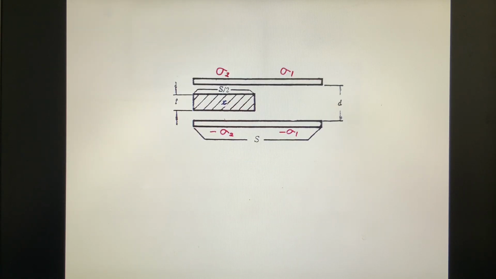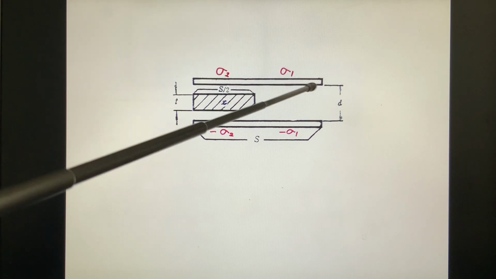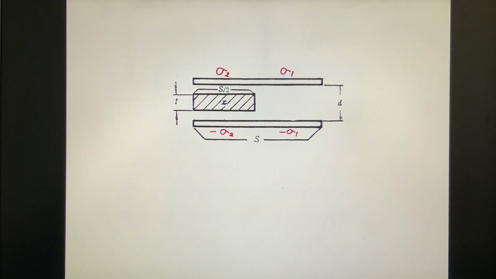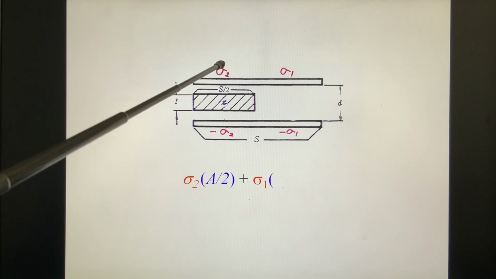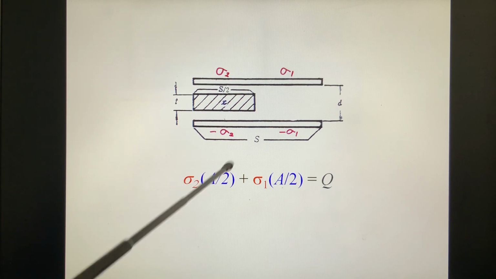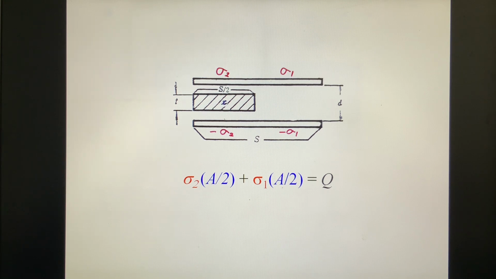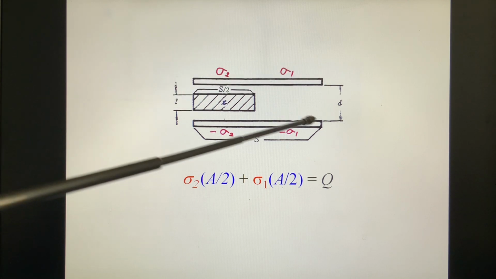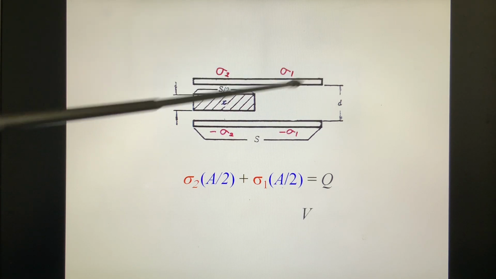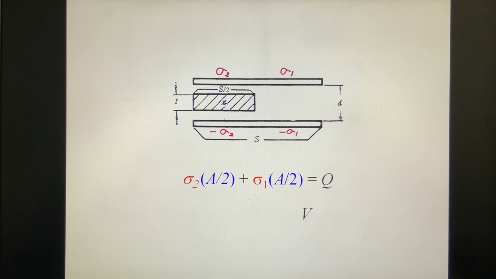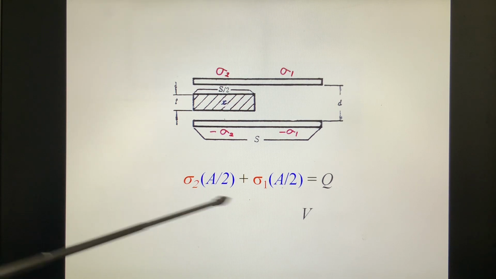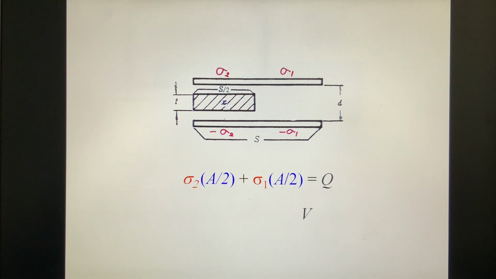Now we go back to this one. This is called part 1, part 2. They're different. So sigma 2 times area half A plus sigma 1 times area half A equals the total charge, right? And we look at the potential. The potential differences from the right side and from the left side should be the same because they are equal potential. Let us find V from the left side and from the right side; V should be equal.